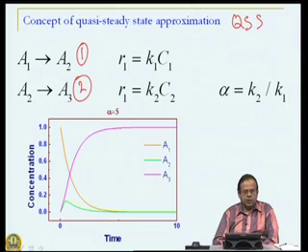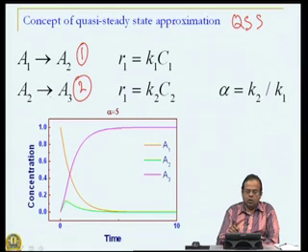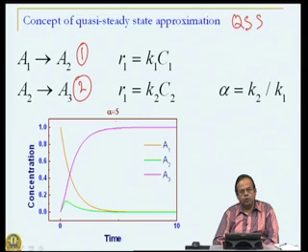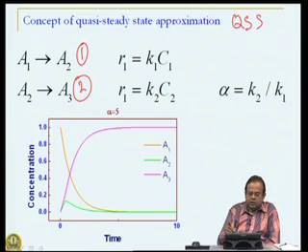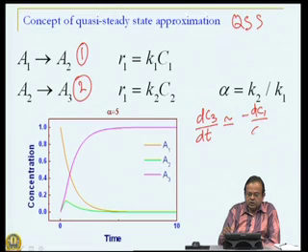This particular diagram may be familiar to you if you recall our last session on complex reactions. We had simulated this reaction for a ratio of K2 to K1, that is our alpha value, of these two rate constants, equal to 5. And you had also seen this, where we said that dC3 dt is almost the same as minus dC1 dt.